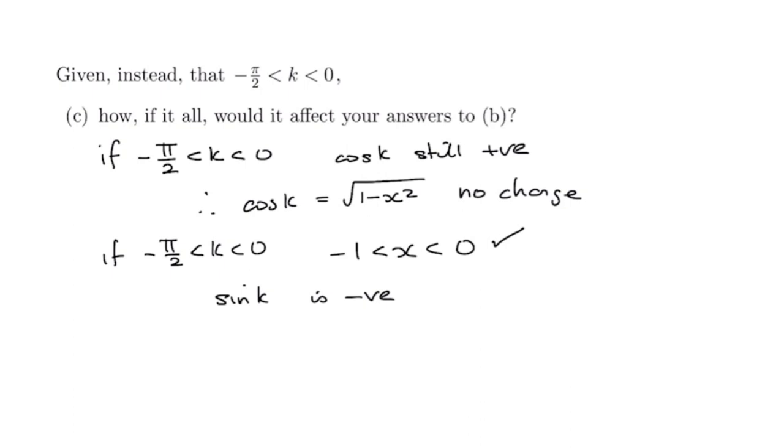X is a value between negative 1 and 0. So in other words, sine k will still equal x, because x is between negative 1 and 0. So there is no change to x over square root of 1 minus x squared. We don't have to put negatives in front of it. Again, think about it. And that's the end of the video for chapter 6.